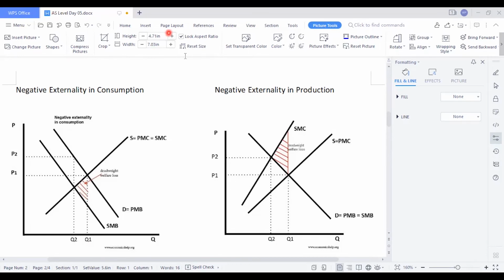So we have negative externality in consumption. What is this negative externality in consumption? You might see that your social market benefit is lower than your private market benefit. As I already explained in the previous calculation on positive externality in consumption, your social market benefit was higher. Here, they are not worried about the society. They are worried about the price they can charge people. So they are worried about the profit.